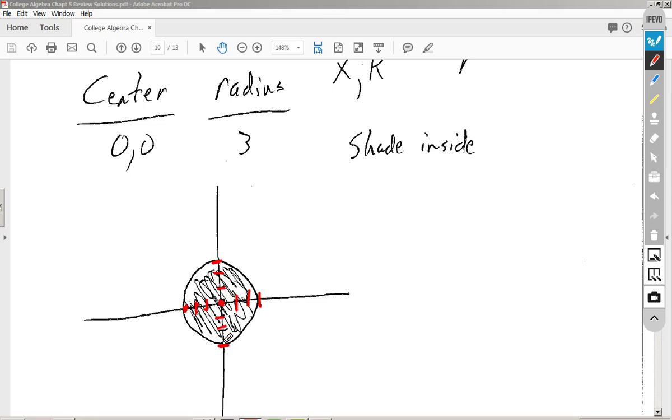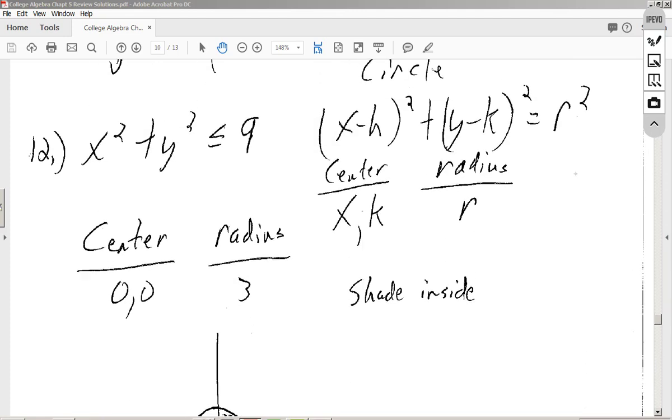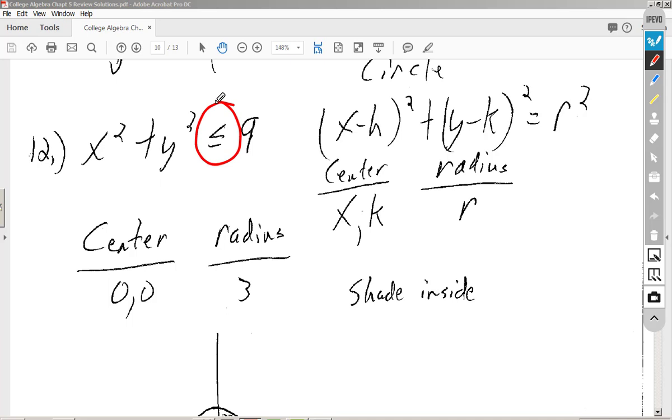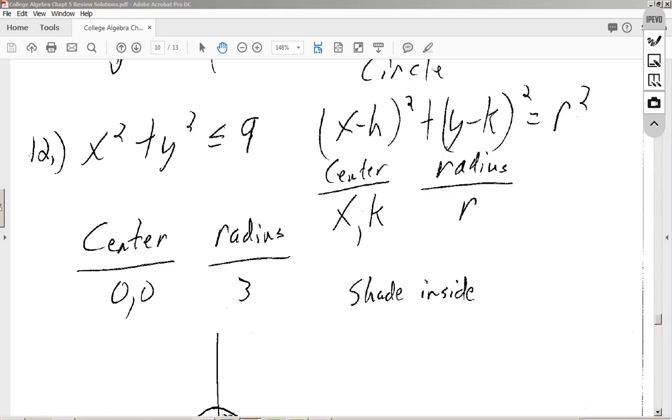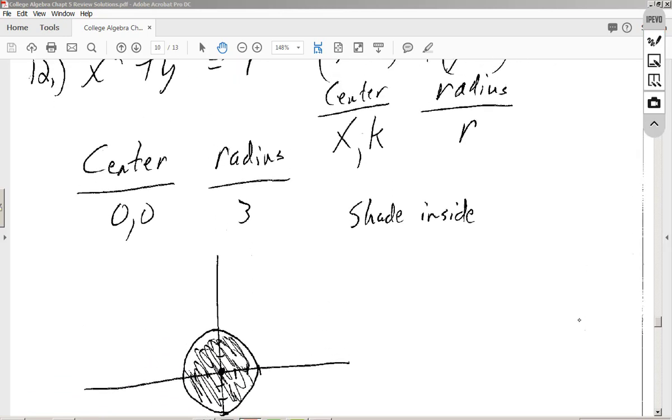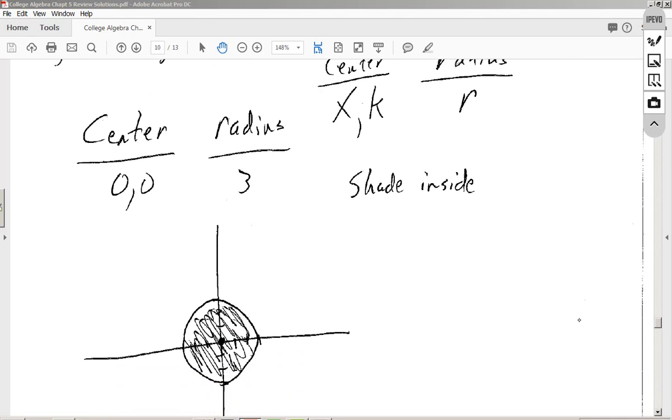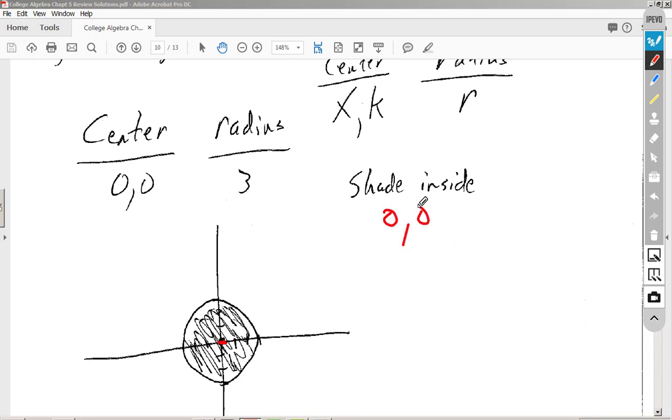Now I need to check to see if this is solid or dotted. To check, I go back to my original equation. And this right here is equal to, so that's going to be a solid circle. So you'll notice when I graph this, I got a solid circle here. I got to decide where to shade. So to shade, I pick a point. I'm just going to pick this point 0, 0 again, and test it to see if it makes a true or false statement in my original equation.